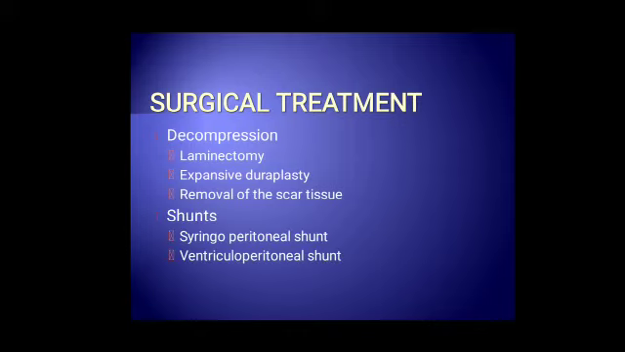Shunts can be done. So the fluid from the syrinx can be drained into the peritoneum of the abdomen. So that is called syringoperitoneal shunt, or a ventriculoperitoneal shunt that is done in case of hydrocephalus, where the fluid from the ventricles of the brain is drained into the peritoneal cavity. Or if the cause of syringomyelia is a tumor, then the removal of the tumor can be surgically done.